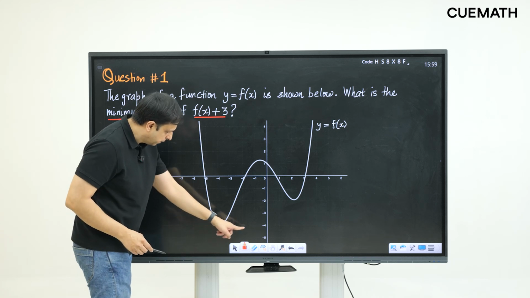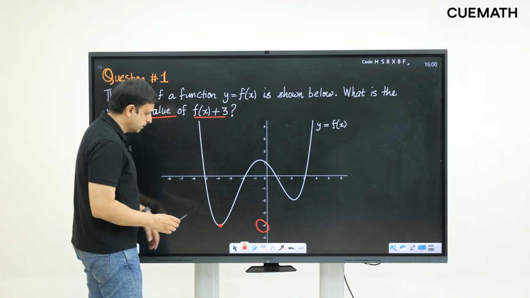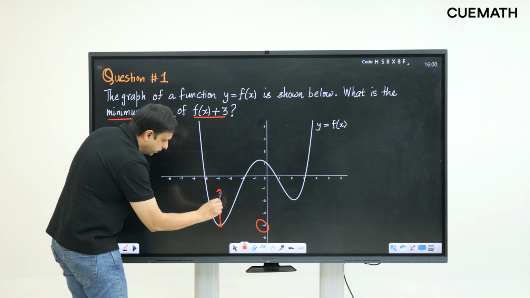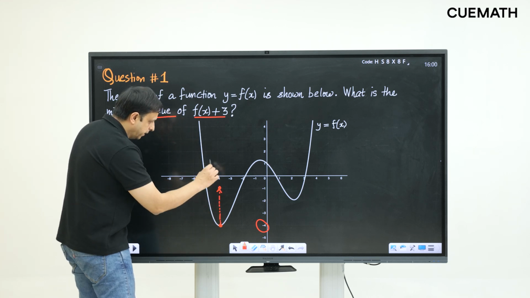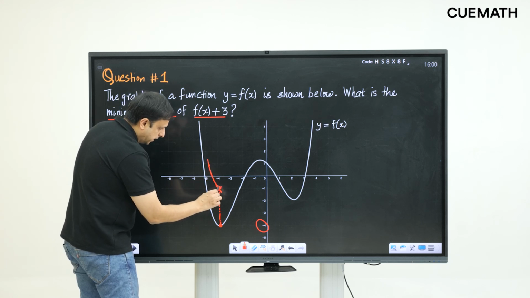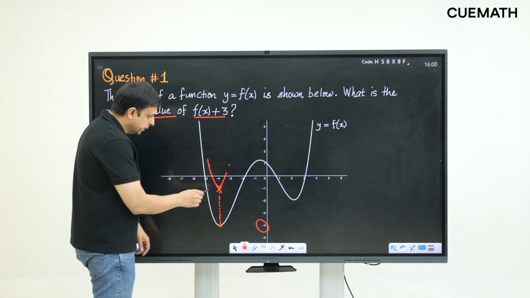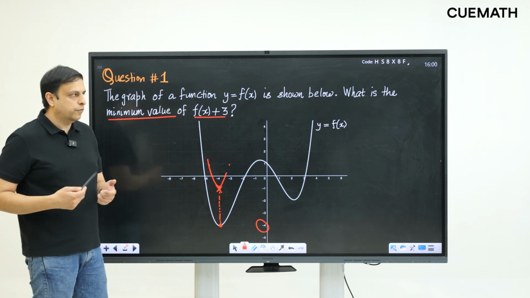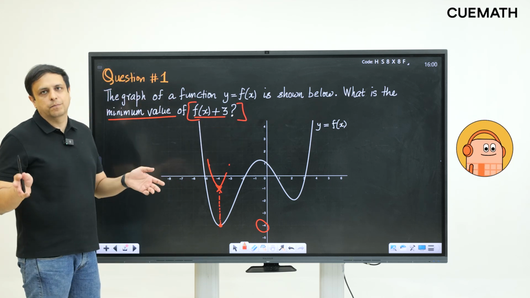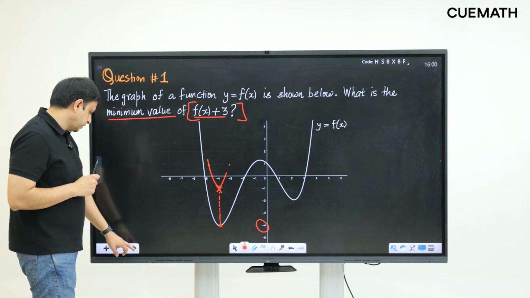So the original minimum in this graph is clearly this point over here, and this seems to have a y coordinate of minus 4, and therefore the new graph of f(x) + 3 would have this minimum go up by 3 units. So the new minimum would lie over here, and then your graph would be something like this, but I am not going to plot the full thing. I just need to look at my minimum point, and that new minimum point will have a y coordinate of minus 1. So f(x) + 3 will have a minimum value of minus 1 because f(x) had a minimum value of minus 4. So that's the answer to question 1.